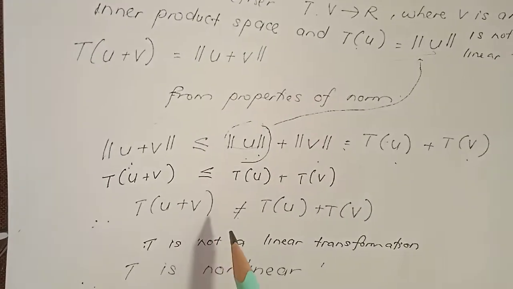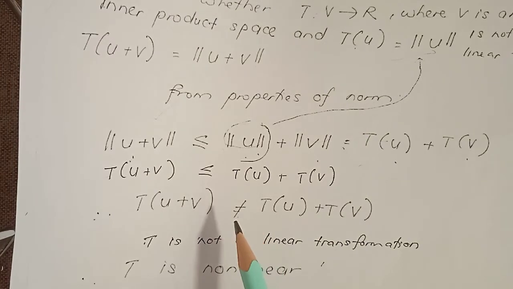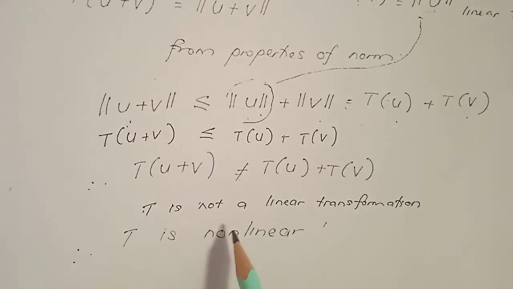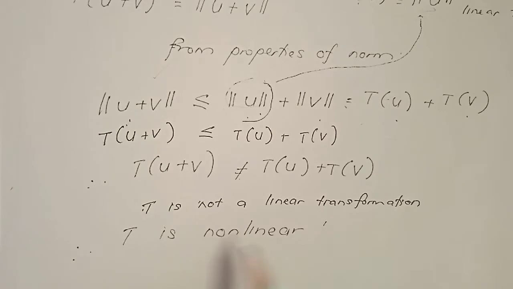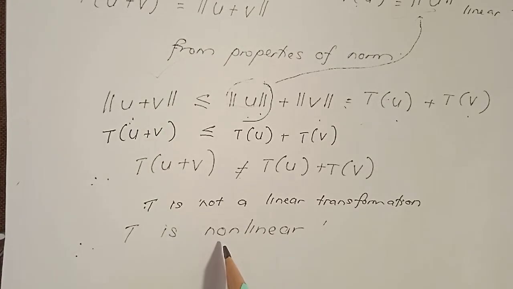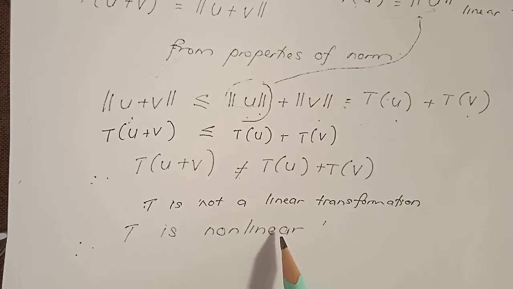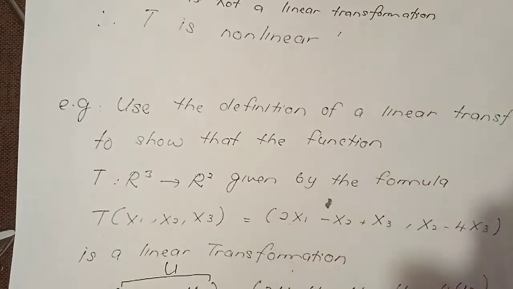So criteria number 1 is not met. Therefore, we say T is not a linear transformation. So T is non-linear. Okay, the other term for not a linear transformation is non-linear. Okay, another example.